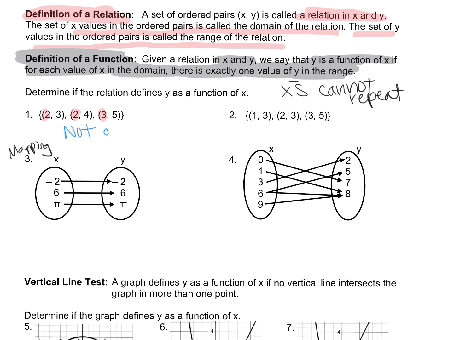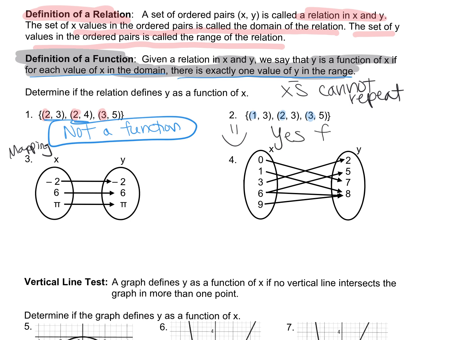This would be not a function, because the x's repeat, and it is not following that rule that for each x in the domain, there's exactly one y value in the range, since we have (2, 3) and (2, 4). Let's take a look at number 2. I have 1 for my x value, 2 and 3. Okay, that's good. I did not have any repeats, so yes, this would be considered a function.